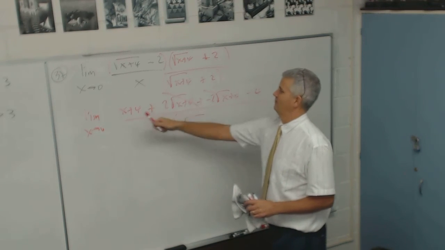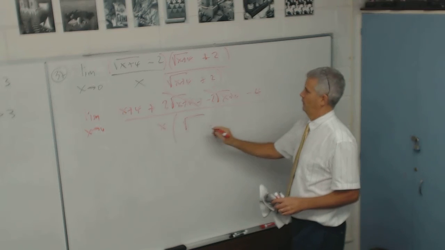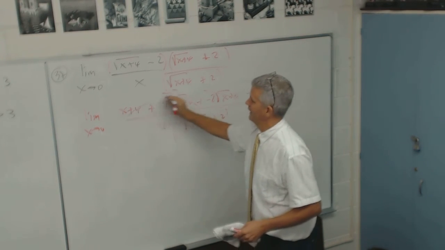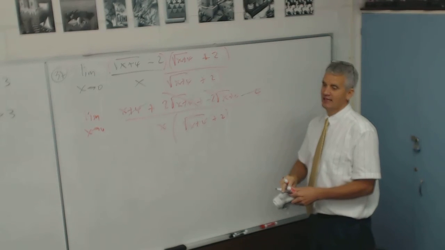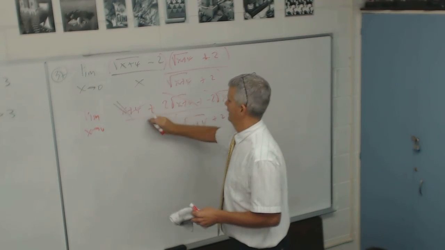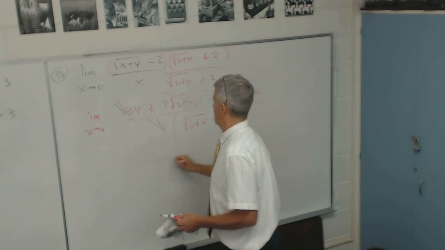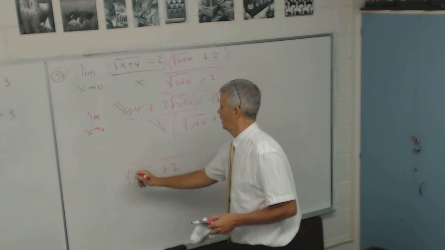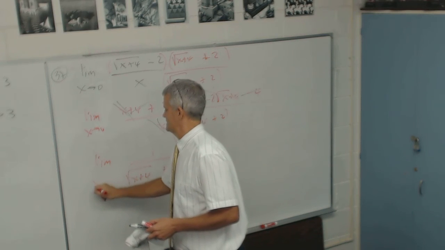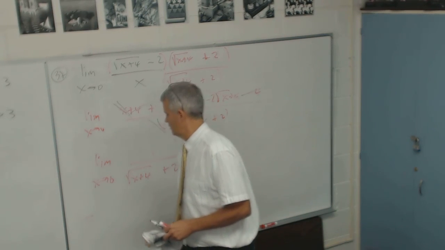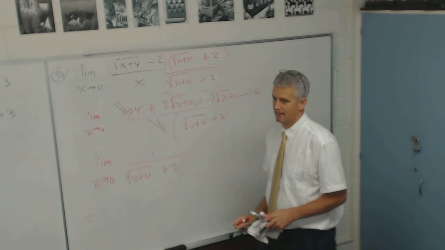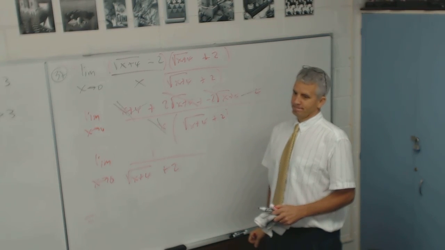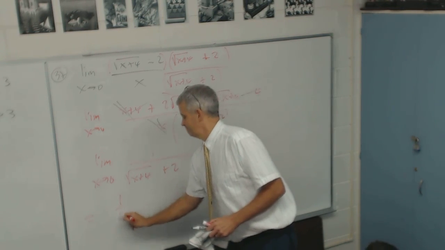Now, what happens on top? We have x plus 4 minus 4. So the 4's go away. And now what happens? The x's go away. You get 1. And so we have 1 on top, and we have root x plus 4 plus 2 on the bottom. We're taking this as x goes to 0. So knock it out. What do we get? 1/4. Perfect.